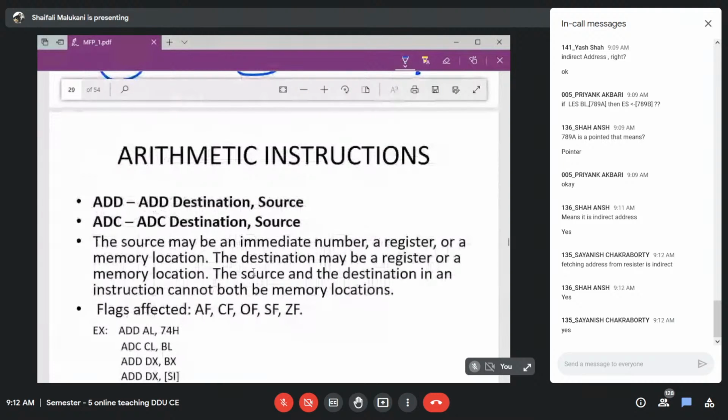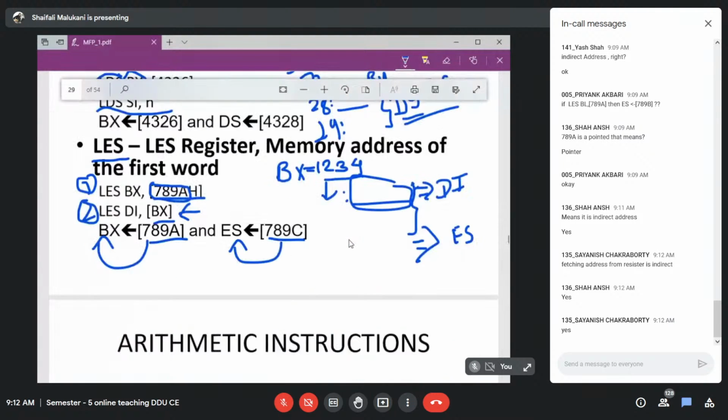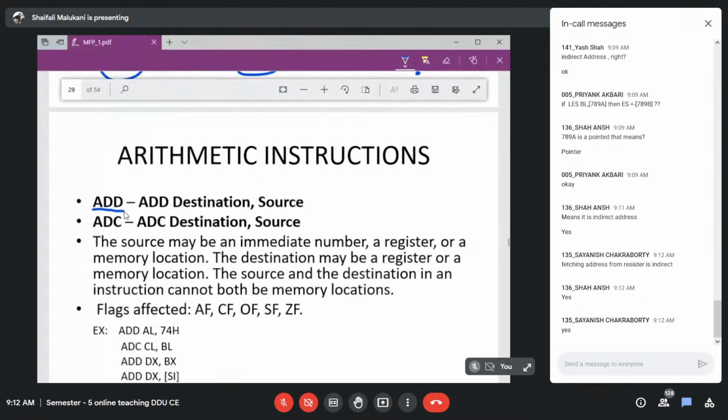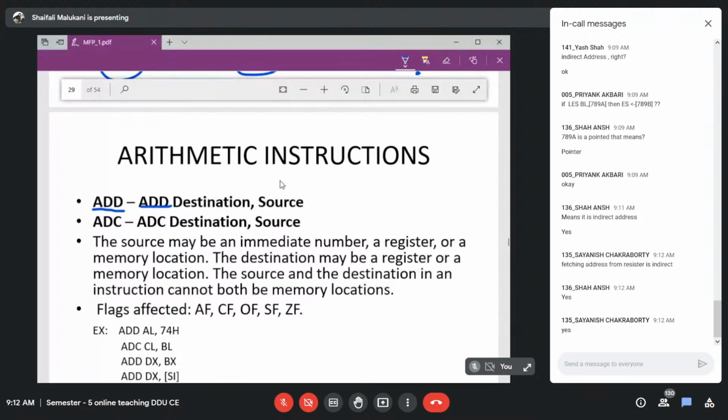So are you okay? Now let us go to the arithmetic instructions. Data transfer instructions are over. Now we are going for arithmetic instructions. The ADD instruction you have already studied and used in the laboratory, right? We will of course cover it quickly. What is that? Destination and source. Your destination can be a register or memory location. Source can be an immediate number, register, or a memory location.